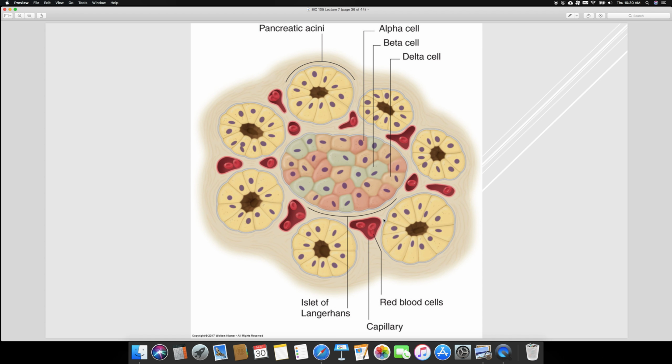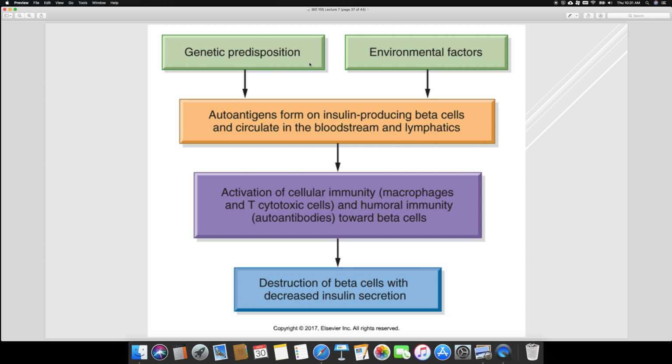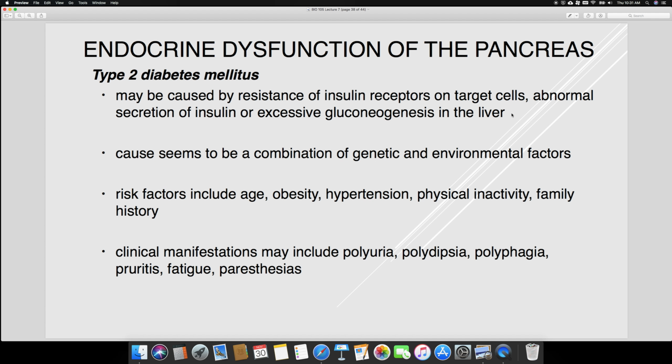So here is one of these pancreatic islets of Langerhans. We have 3 main cells. We have alpha cells, which produce glucagon. We have beta cells, which produce insulin. And then we have delta cells, which produce somatostatin. This is just showing the factors that come together to result in type 1 diabetes. And then type 2 diabetes mellitus, typically caused by resistance of these insulin receptors, so they don't respond to insulin, which of course is bad.